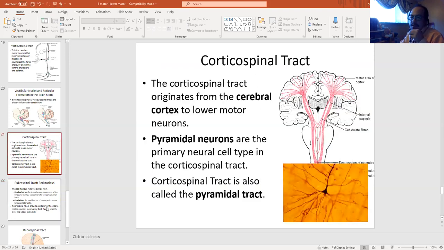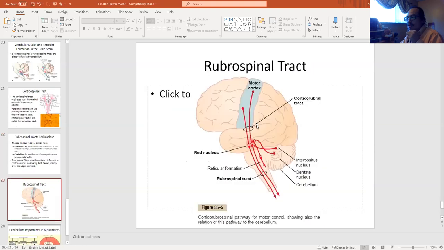tracts. So if the patient has corticospinal tract damage, the patient may still be able to conduct voluntary movement because there is still a second path, the corticorubral tract. Sorry, corticorubral, not reticular, red nucleus. The corticorubral tract provides that voluntary movement signal to the red nucleus, then through the rubrospinal tract to complete that movement.